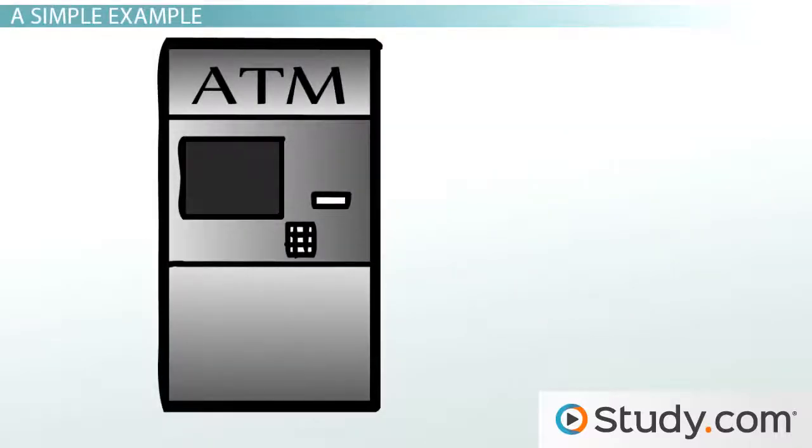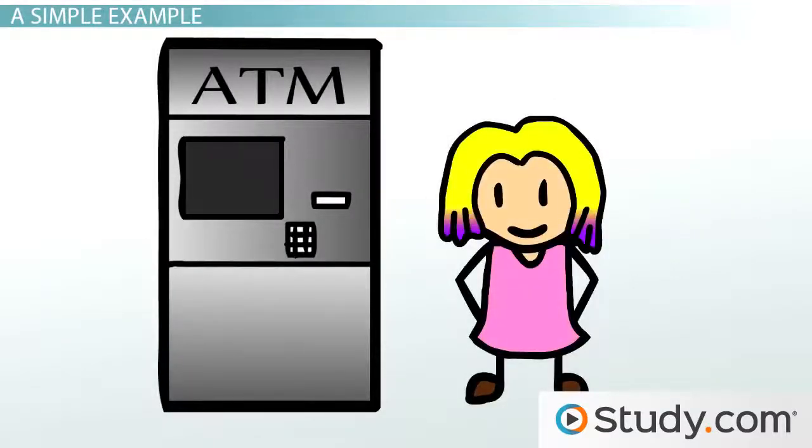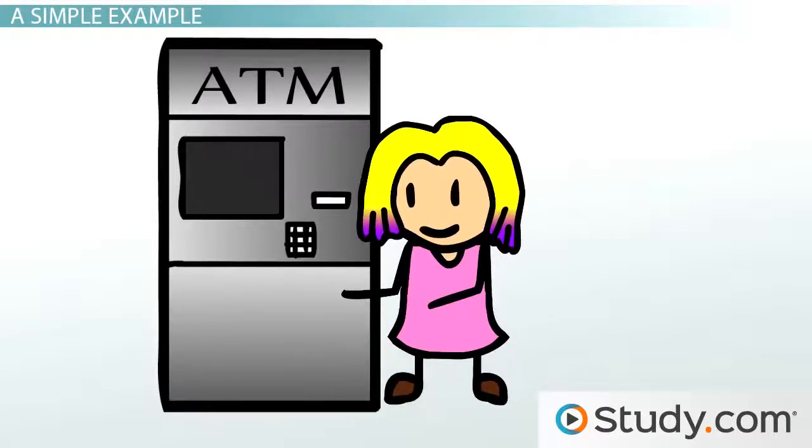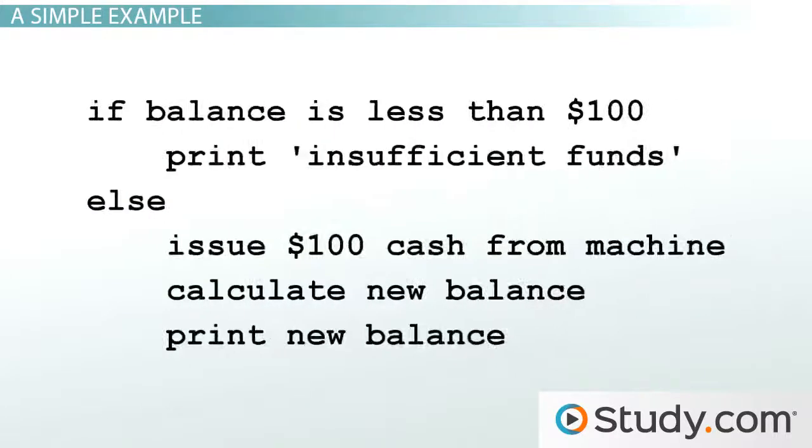Let's look at a very simple example. Let's say a bank customer wants to use an ATM to withdraw $100 cash from her account. You need a program for the ATM to check the customer's balance and determine if there's enough money in the account. The pseudocode would look something like this.